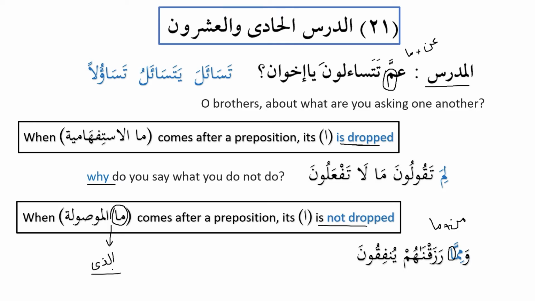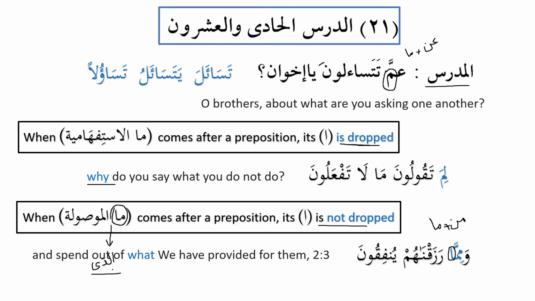So whenever we have ma and it is used as ismul mawsula, it will always be used as a common noun. وَمِمَّا رَزَقْنَاهُمْ يُنْفِقُونَ. And spend out of what we have provided for them. So it's not like whenever we spend, we should say that we are spending from our money. Allah subhanahu wa ta'ala says, whatever I gave you, you spend from that. And don't give credit to yourself because it is provided by Allah subhanahu wa ta'ala. So here, ma is a common noun. Here it's not like something special. It is like whatever you have, spend from that.